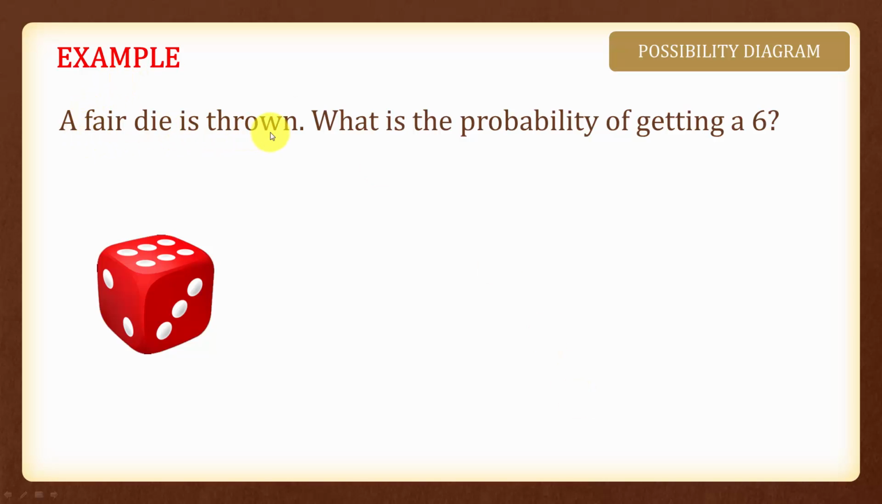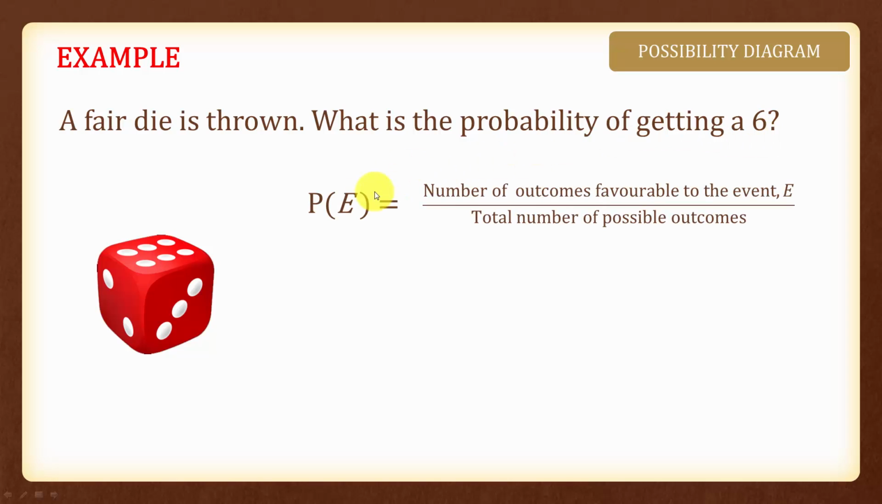For example, a fair die is thrown, and we ask to find the probability of getting a 6. The probability of getting a 6 is equal to the number of outcomes favorable to the event over the total number of possible outcomes. So the total number of possible outcomes is from 1 to 6, and therefore we have 6 possible outcomes. Now, what is the number of outcomes favorable to this event? Since there is only one 6, the number of outcomes favorable to the event is only 1. And we have the probability of getting a 6 to be 1 over 6.